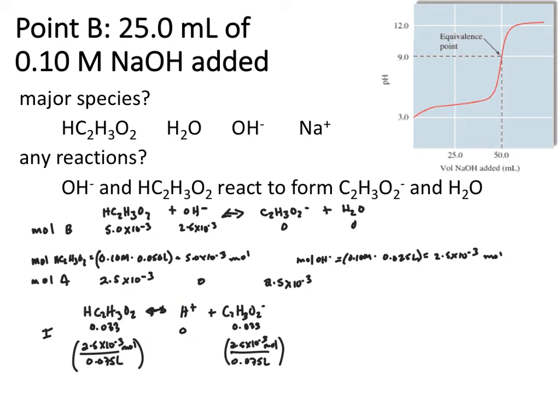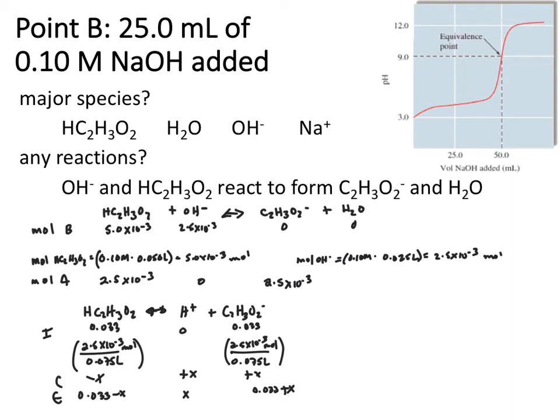We've set up the first part of our ICE table here. We have taken our moles of acetic acid and acetate ion, and divided by the new total volume of the solution. Remember, we had 50 milliliters of acetic acid originally, and then we added 25 milliliters of sodium hydroxide to that container. So now the total volume is 75 milliliters, or 0.075 liters. Divide these numbers out to get our new molarities for our initial acetic acid and acetate ion. Now obviously our acetic acid is going to decrease in concentration, and both our H plus and acetate ion should increase. So we're going to finish up this ICE table.